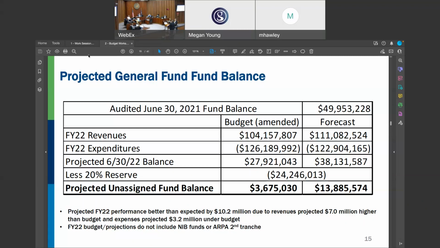So the projected FY22 performance is better than expected by about $10 million, due to revenues projected around 7 million higher and expenses projected around 3.5 million lower. And again, these do not include the ARPA funds. So between now and our next meeting, we should have an update on that, and that will influence these numbers.